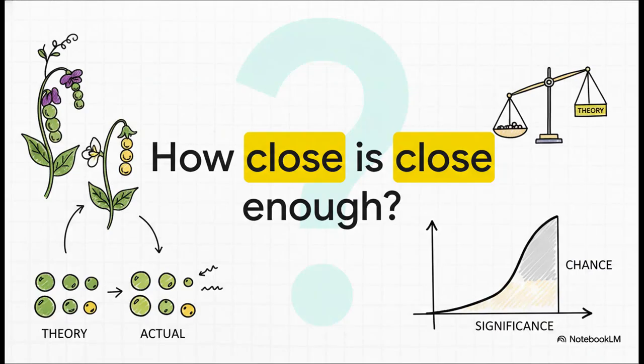And to really get a feel for this, let's go way back to Gregor Mendel and his famous pea plants. His theories on genetics were revolutionary, and they predicted these really specific ratios for different traits. But when he actually went and counted the peas, the numbers were close, but they were never exactly perfect. And that leads to this huge question. How close is close enough? At what point do you say, yep, my theory holds up?